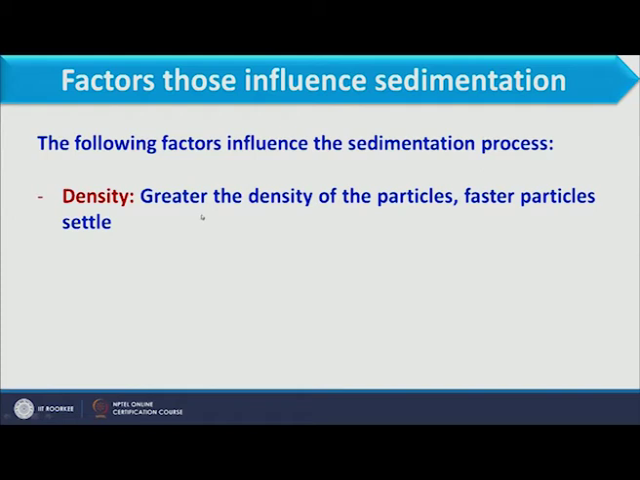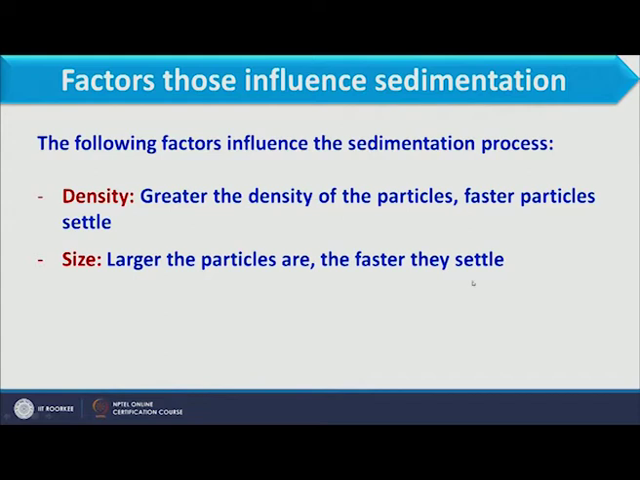Now, the factors which influence the sedimentation process. The first one is the density. The greater the density of the particle, the faster the particles settle. So, obviously the density will be a factor along with the size. When the density of the material is high, it will settle faster, but if it has different sizes, then we can obtain a mixture.